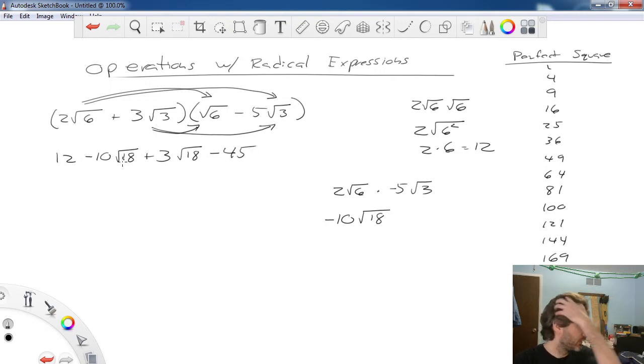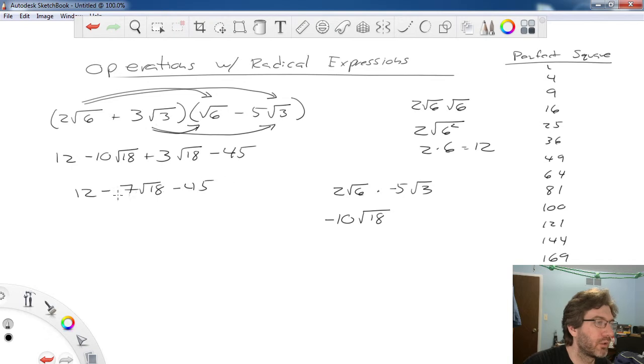With that, I'm going to go ahead and combine my middle terms here, just like you do always when you FOIL. And I'm not going to touch the 12 and 45 this time. I'll do it right after. This is a negative 10, and this is a positive 3, so this becomes a negative 7 square roots of 18 minus 45.